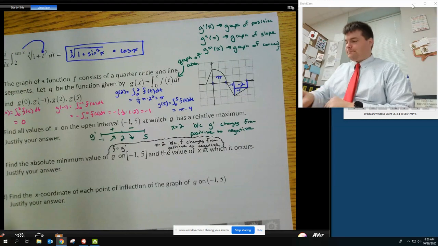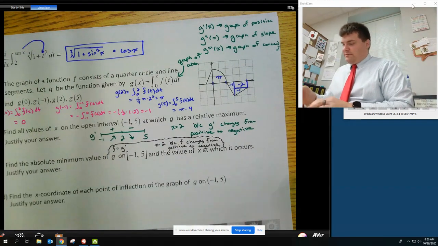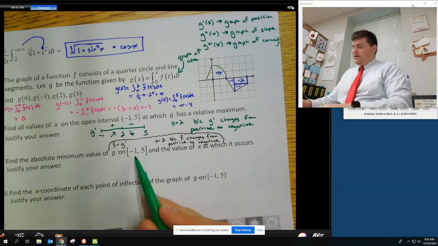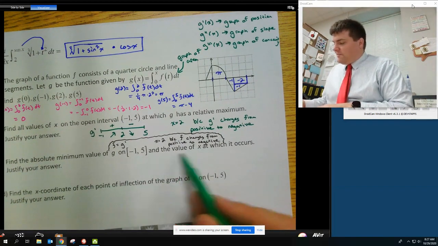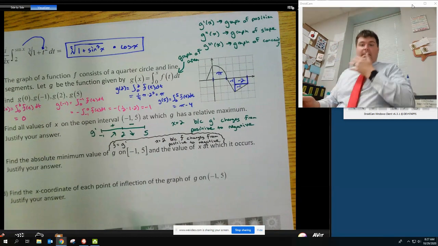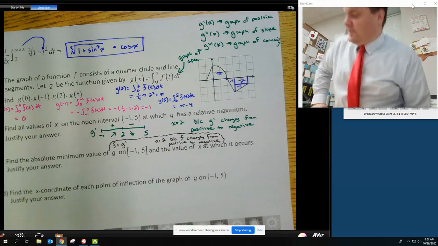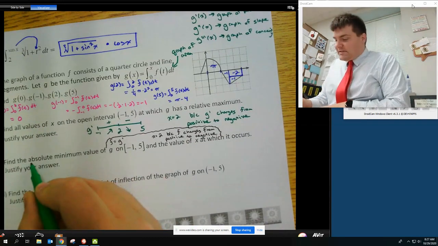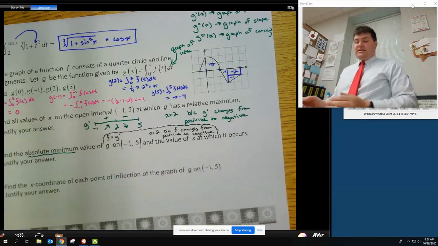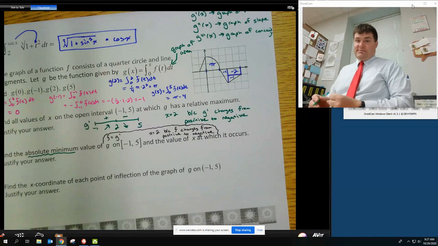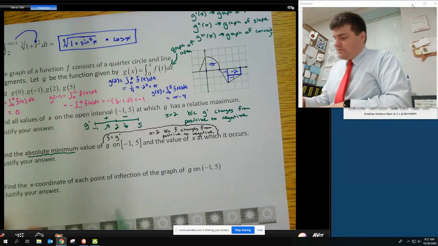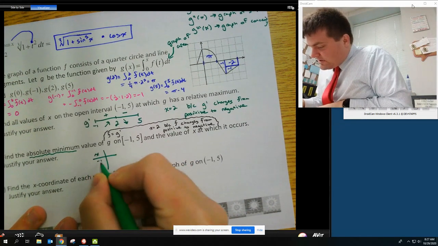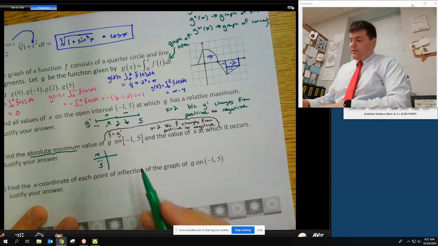Okay, all right, so here we go. Let's find the absolute minimum of g on -1 to 5 and the value of x at which it occurs. So we're going to find the minimum value and the x value as well. This is going to be a candidates test, which means I need to plug in my endpoints and my critical points. So I have endpoints of -1 and 5, and I have a critical point of 2.